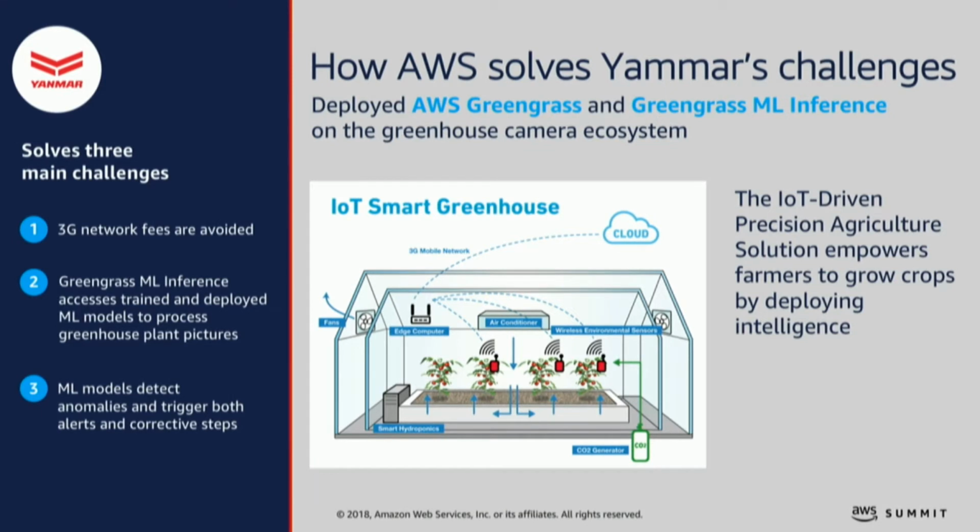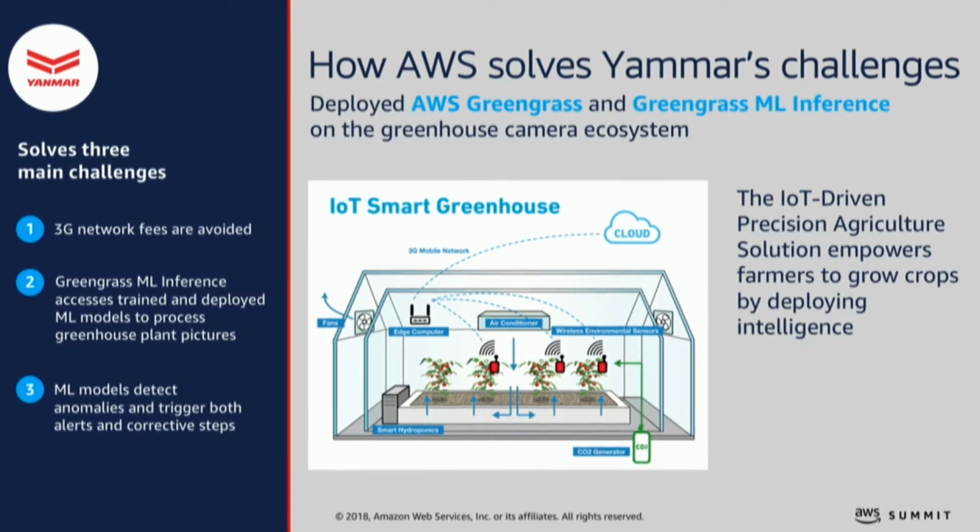They have edge devices, and they have sensors and actuators. So this is an IoT-driven precision agricultural solution that's really helping farmers take more accurate decisions. In fact, machines are making those decisions in most cases without always being connected. And this is running Greengrass ML inference and the trained model on the edge itself. So that's one use case.